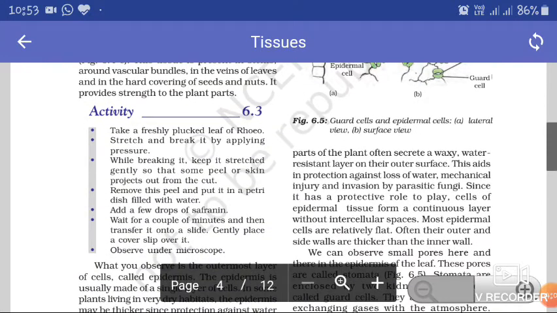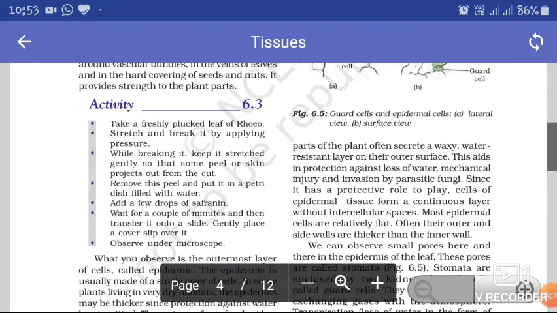Activity 6.3. Take a freshly plucked leaf of Rhoeo. Stretch and break it by applying pressure. While breaking it, keep it stretched gently so that some peel or skin projects out from the cut. Remove this peel and put it in a petri dish filled with water.